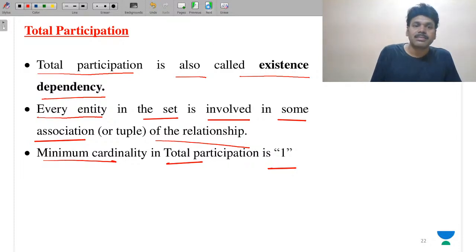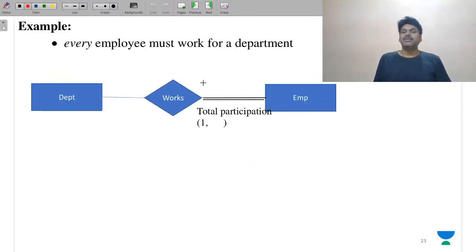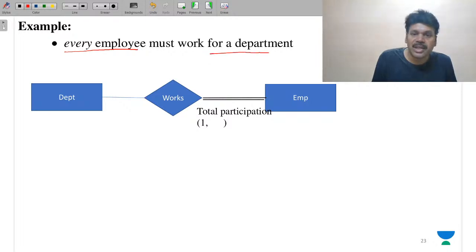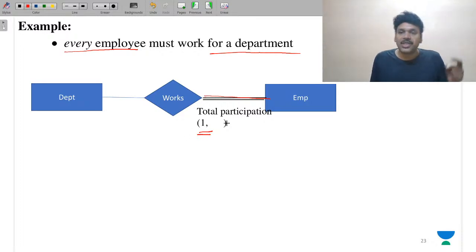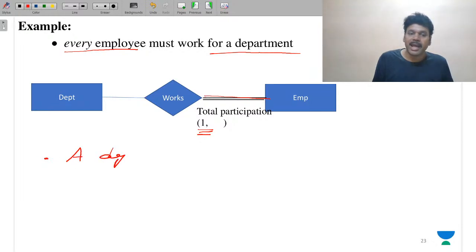If you look at this, this is an example for total participation. What is the meaning of that? Every employee must work in a department. Therefore, please observe, every employee must work in a department. Therefore, minimum occurrence is 1. Hence, when every employee is compulsory, he has to come at least once, minimum. Hence, it's a total participation. Hence, its minimum occurrence is 1. If I am writing here, a department may or may not have employees. A department may or may not have employees.